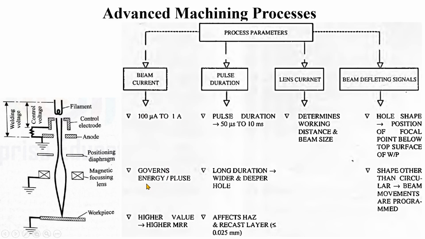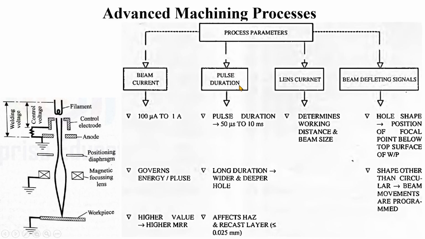It governs the energy per pulse. That is, if the current is higher, then the energy per pulse will be higher. So a higher value of beam current leads to higher material removal rates, and similarly, deeper penetration.